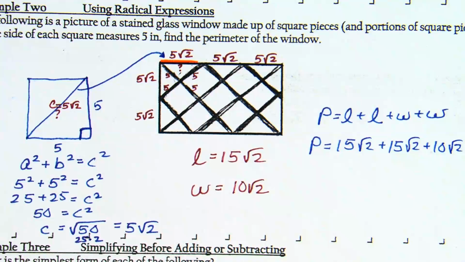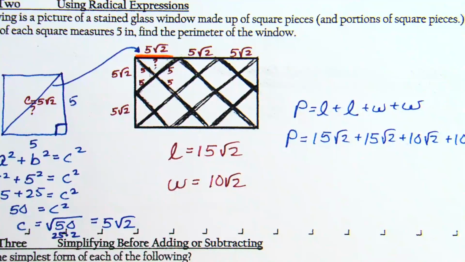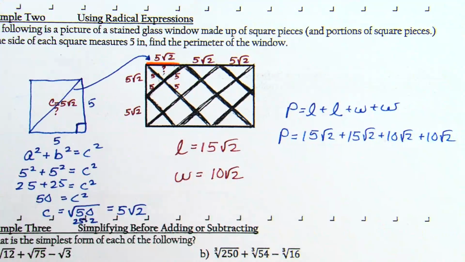Okay, so however you want to finish this up, everyone thinks perimeter differently. Someone in the last class said, can't we just count all the pieces up? You can. Some people wanted to do 2L plus 2W. I just wrote it out. So 15 square root of 2 plus 15 square root of 2 plus 10 square root of 2 plus 10 square root of 2. However you get there, it's all going to add up to be 50 square root of 2.